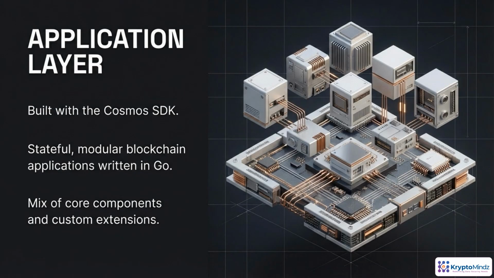The application layer is where your business logic lives. In Cosmos, this is built with the Cosmos SDK, almost always in Go. Think of the SDK as a modular framework. You compose your chain from existing modules like bank, staking, and governance, then add your own custom modules. Together, these modules manage state, enforce rules, and expose APIs. ABCI and ABCI++ are the interfaces that let this layer talk to the underlying consensus engine.